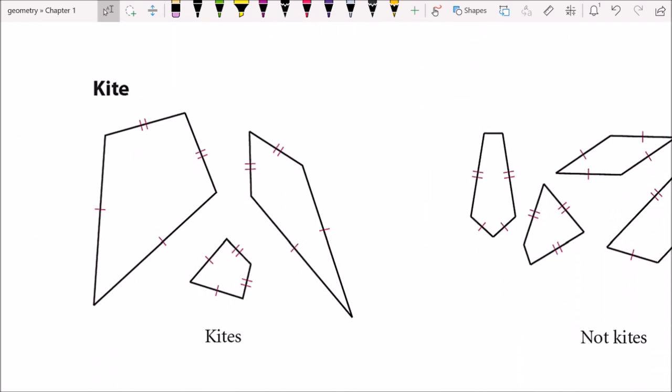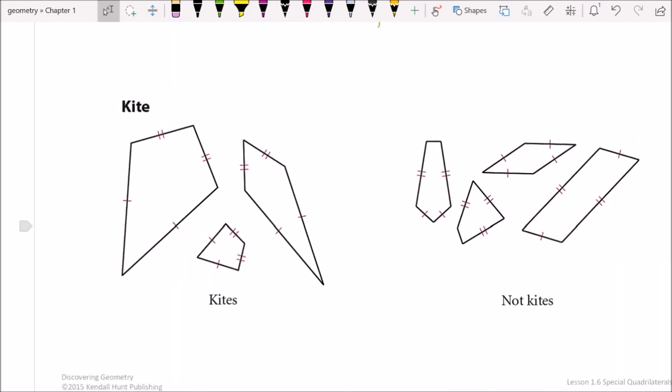The next shape that we're talking about is called a kite. So here on the left, we have 3 examples of things which are kites. On the right, 4 examples of things which are not. Some of these are easy to dismiss as not being kites because they have too many sides. Like both of those have 5 sides. Those are pentagons. But what do all 3 of these kites have in common?